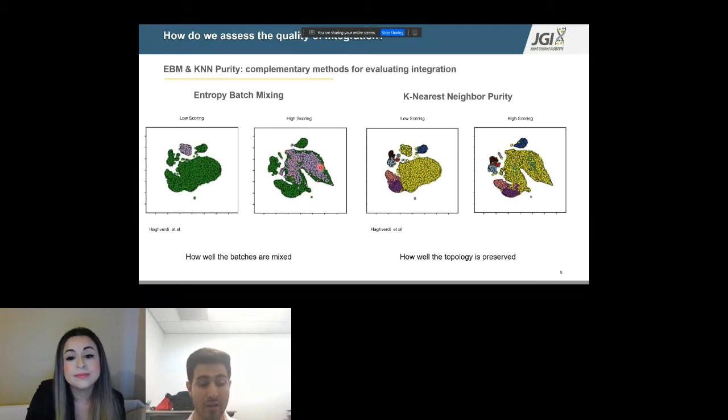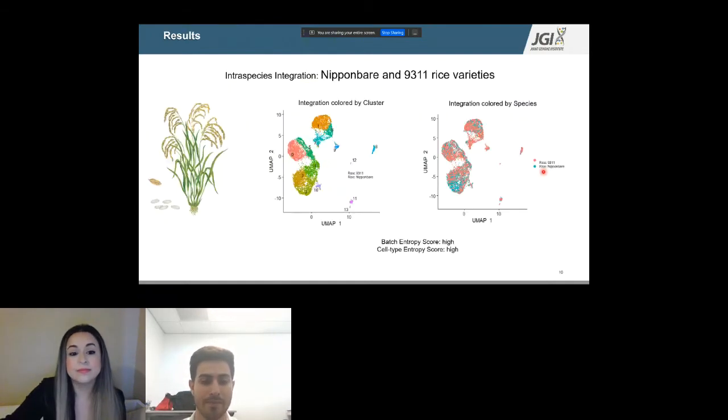K-nearest neighbor purity, on the other hand, is scored on different types of cells in the vicinity of each cell. This is also known as the measure of cluster purity. So in the low scoring figure, the cells are less separated and are latched onto the clusters, while in the high scoring figure, you can see the intertwined cell types have more isolation and distinction. So this will yield a higher score.